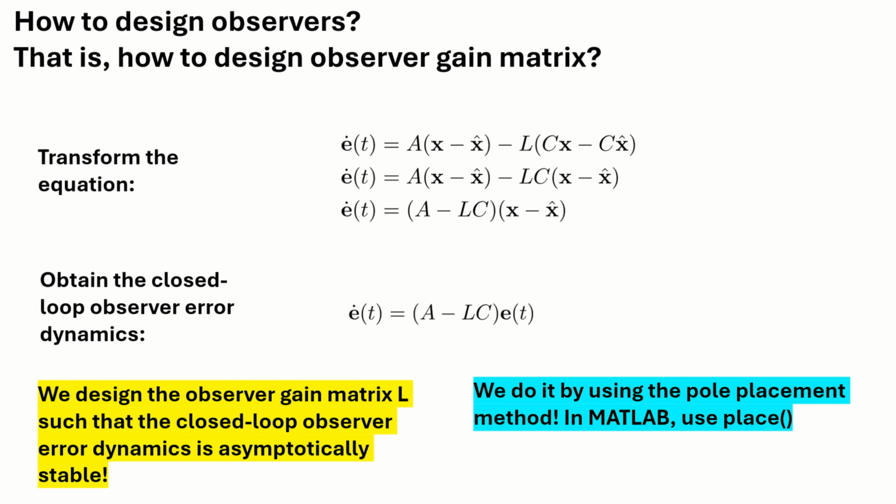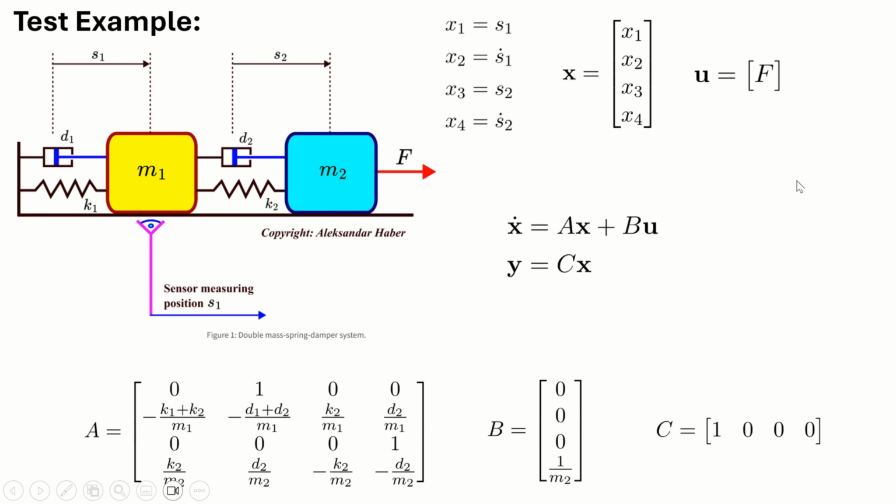Our test example is going to be a mass spring damper system. Then we will write a state space model, then we will design the matrix L, and then we will simulate the complete system in Simulink. So let's start. Here is our test example.